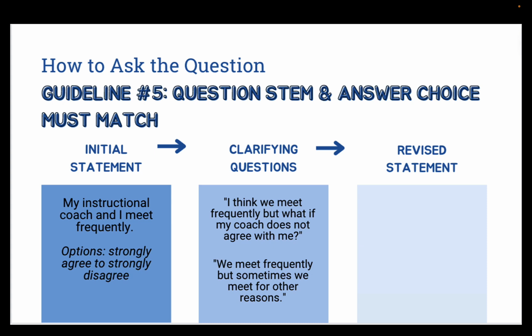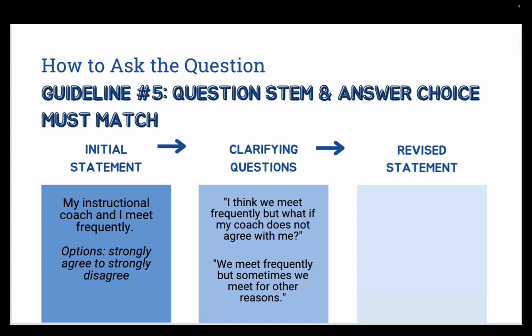Our fifth guideline is that the question stem and answer choice must match. Let's look at the initial statement, which reads as, "My instructional coach and I meet frequently," with the answer choices strongly agree to strongly disagree. Clarifications that were shared by the survey respondents included, "I think we meet frequently, but what if my coach doesn't agree with me?" and "We meet frequently, but sometimes we meet for other reasons."